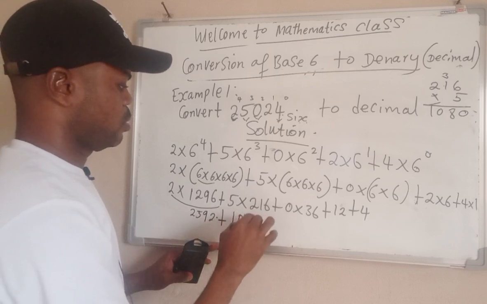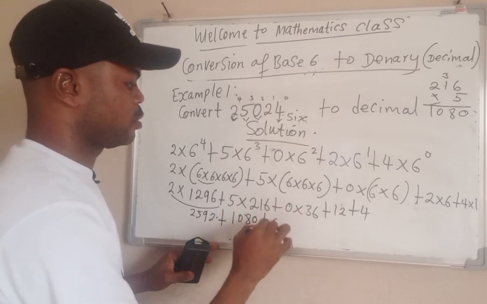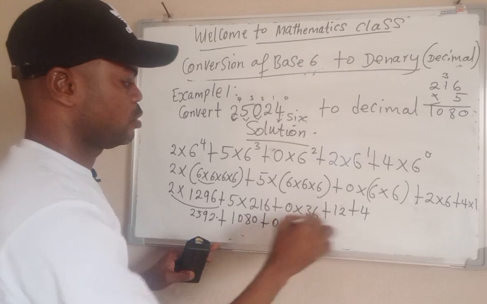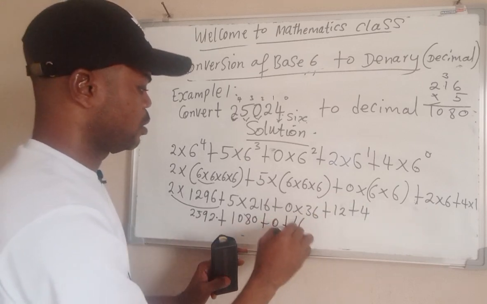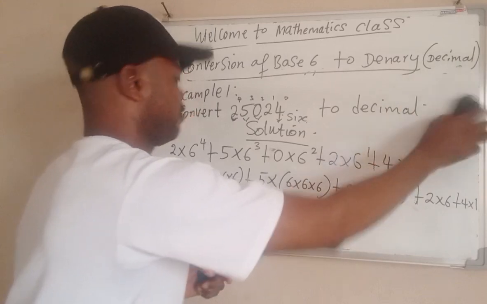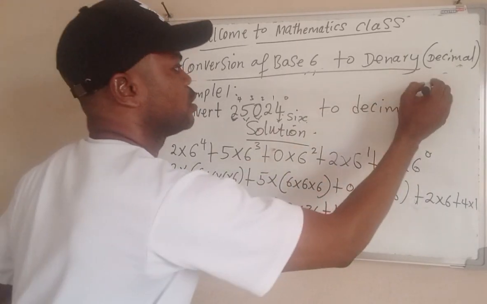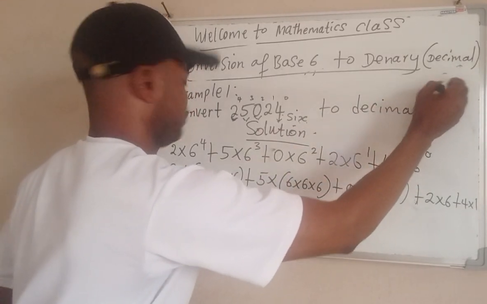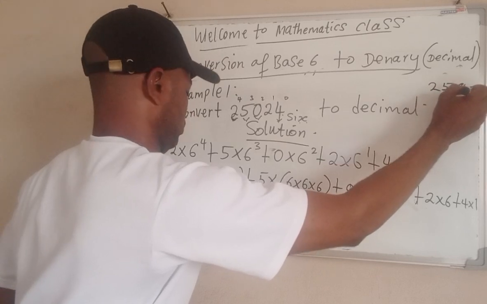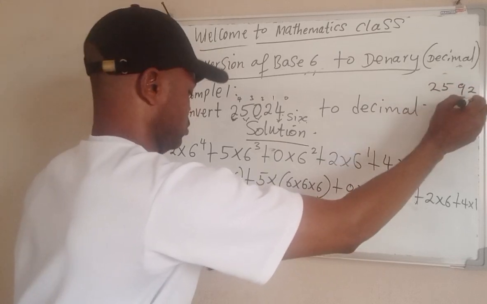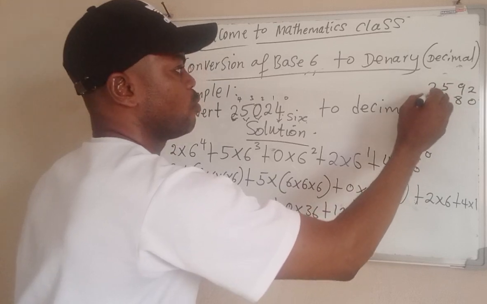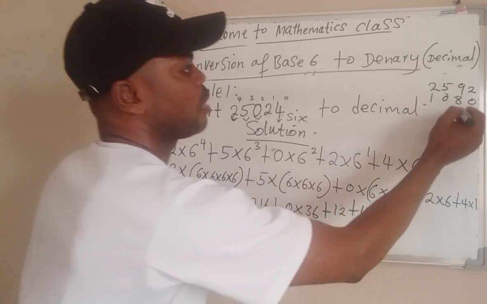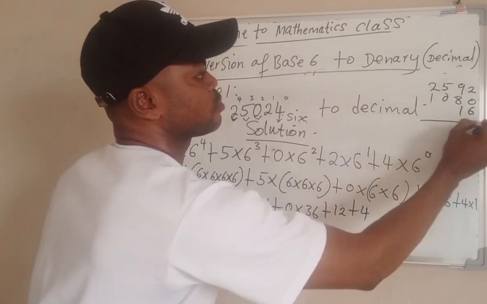1080 plus 0 times 36 is 0 plus 12. Let me add this quickly. 12 plus this gives you 16. So now let's add all our values. We're going to have 2, 5, 9, 2 plus 0, 8, 0, 1. Then we're going to add 16 right here.